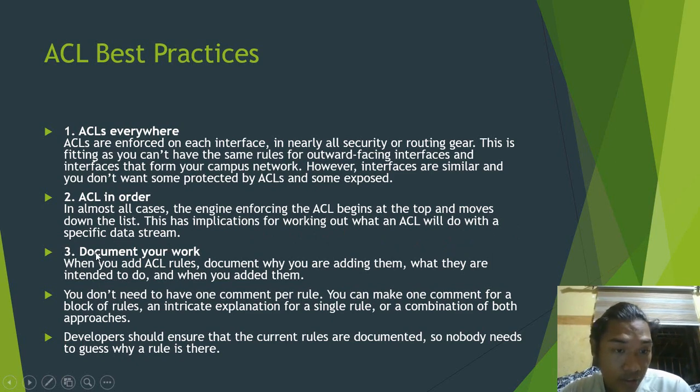Number three, document your work. When you add ACL rules, document why you are adding them, what they are intended to do, and when you added them. You don't need to have one comment per rule. You can make one comment for a block of rules, an intricate explanation for a single rule, or a combination of both approaches. Lastly, developers should ensure that the current rules are documented, so nobody needs to guess why a rule is there.